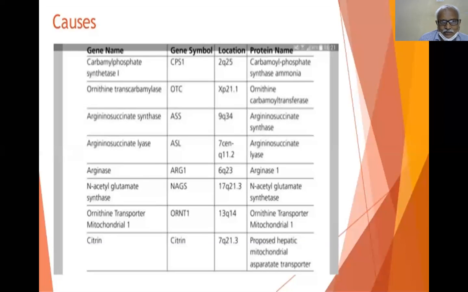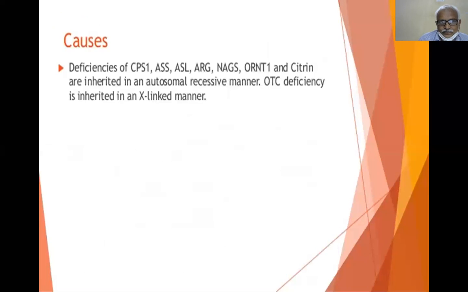Arginase, this is most important, gene symbol ARG1, 6q23, arginase 1. N-acetyl glutamate synthase, NAGS, 17q21.3, N-acetyl glutamate synthetase. Ornithine transporter mitochondrial 1, ORNT1, 13q14, ornithine transporter mitochondrial 1. Citrulline, that is citrulline. We commonly call it citrin. Citrin 7q21.3, proposed hepatic mitochondrial aspartate transporter.